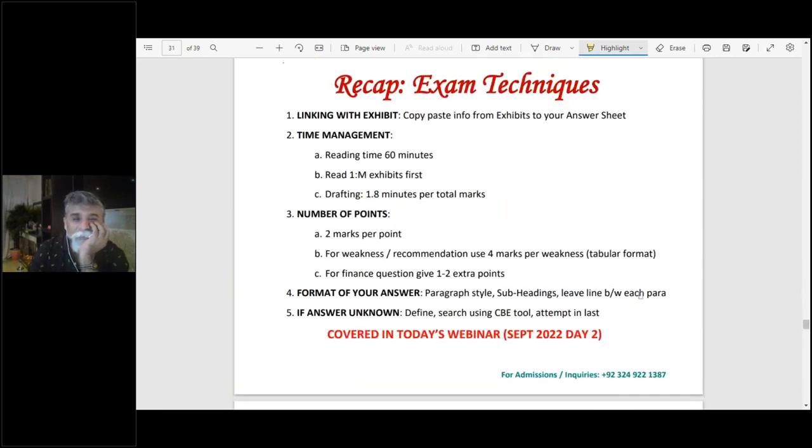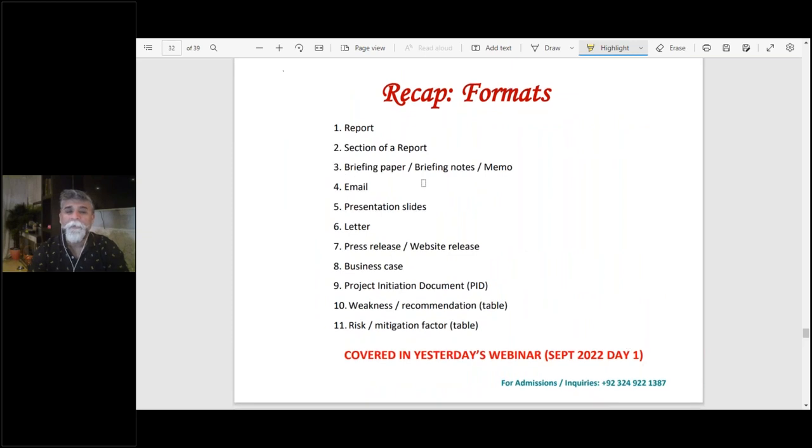Right, so just a quick recap on the exam techniques which we just discussed today. You have to link your answers with the exhibit, certain time management things. We discussed the number of points, how much you have to write. I think you understood now. Format of your answer, and if the answer is unknown, what to do. Regarding the formats, you have to be very familiar with all these formats.